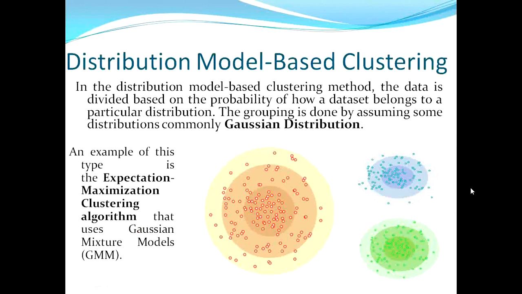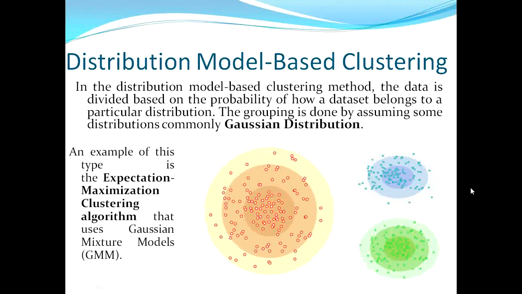Okay, so the distribution model-based clustering. In this method, the data is divided based on the probability of how a dataset belongs to a particular distribution. The grouping is done by assuming some distributions, commonly Gaussian distribution. An example of this type is the expectation-maximization clustering algorithm that uses Gaussian mixture models, or the GMM.